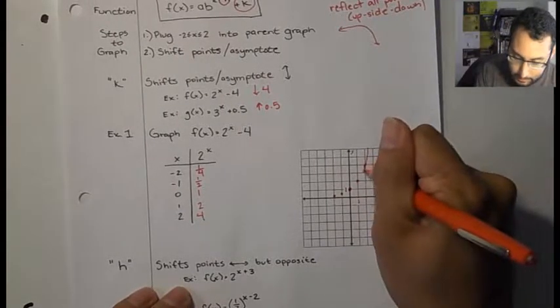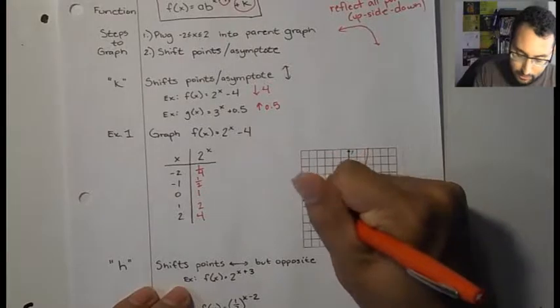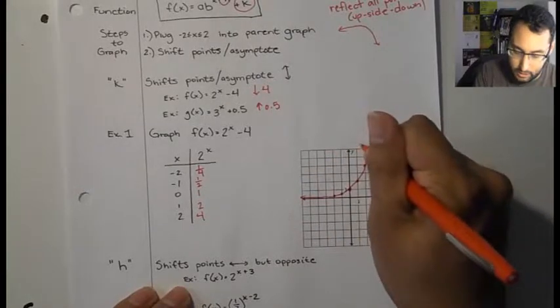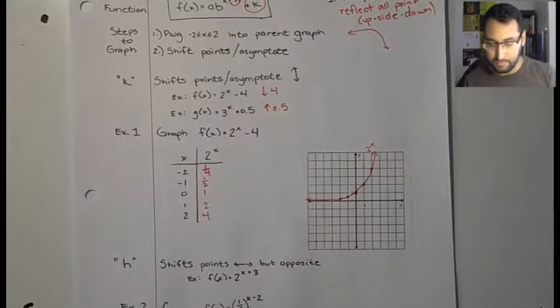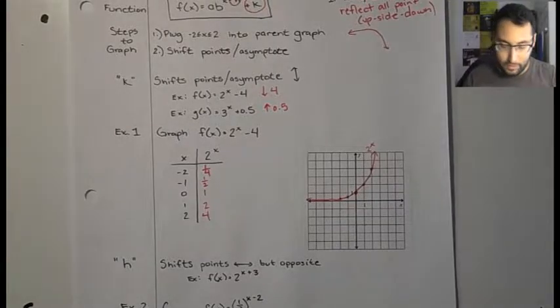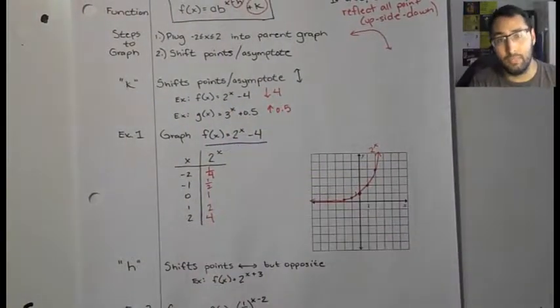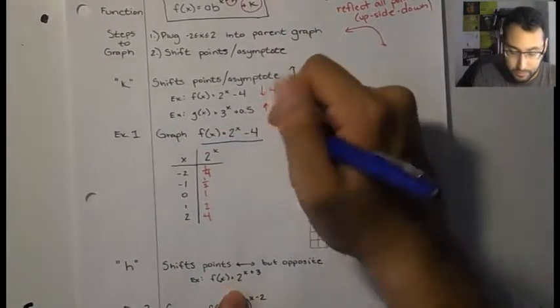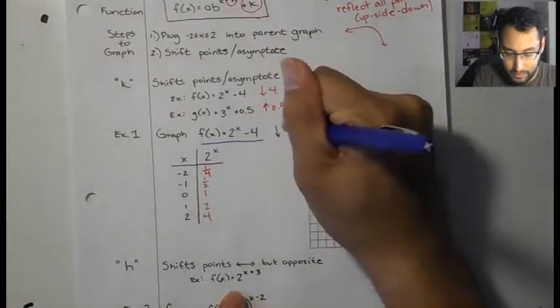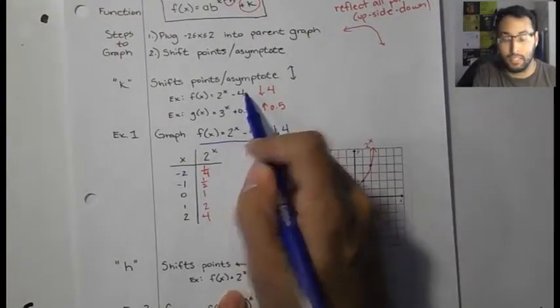So this exponential is not our final graph. This is just 2 to the x power. All right. Now for our example though, I'm going to highlight this in blue. We have 2 to the x power - 4. What does this -4 do? It's going to move everything down 4, right? We actually did that over here.